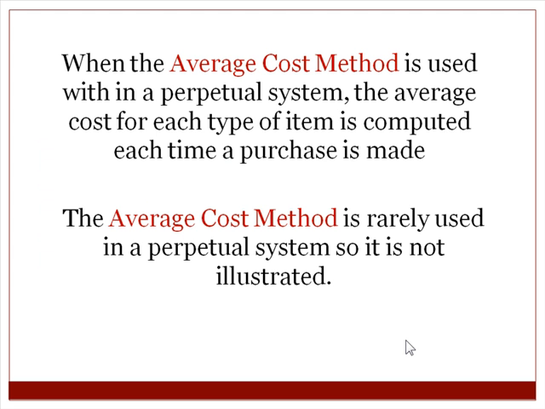Okay, the average cost method is used in a perpetual system. If it's used within a perpetual system, the average cost for each type of item is computed each time a purchase is made. We rarely use the average cost method if we're doing it manually, so we're not going to show it right here because most people who want to do this have a computer system. So keep in mind you can do it under a perpetual system, but we're not going to talk about it because it's really manual.